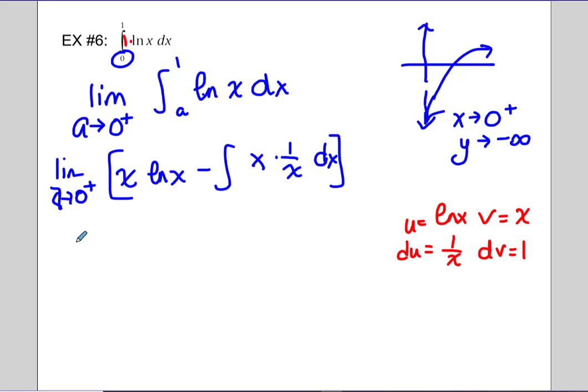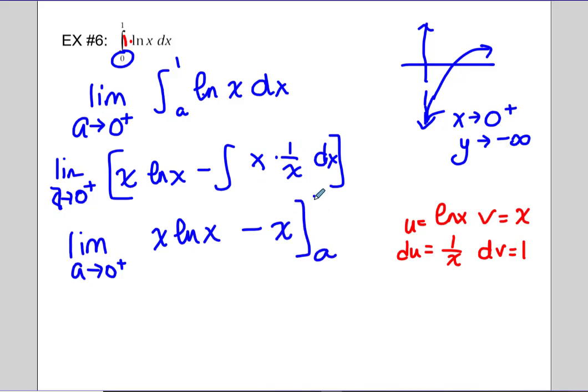And we're going to take care of this. So we have the limit as a approaches 0 from the right of x natural log of x, minus the integral of 1, which is x, from a to 1. So the limit as a approaches 0 from the right. So we considered our graph. We used integration by parts. We wrote out the integral, and we're going to evaluate it. Then last, we'll take the limit.